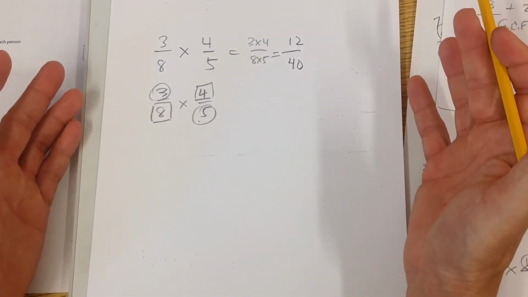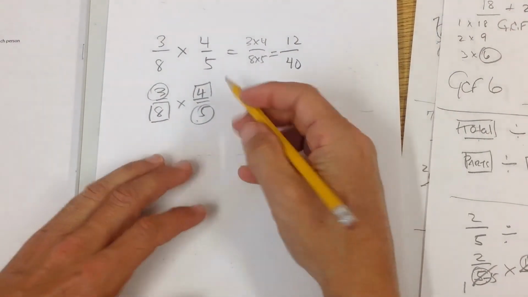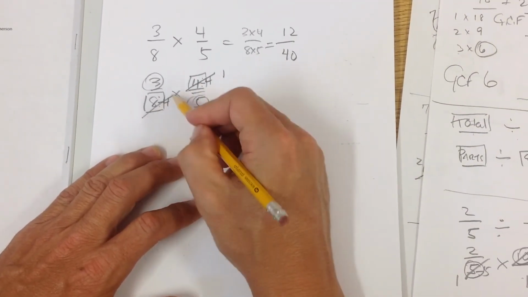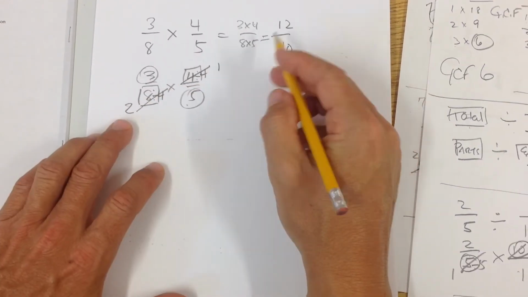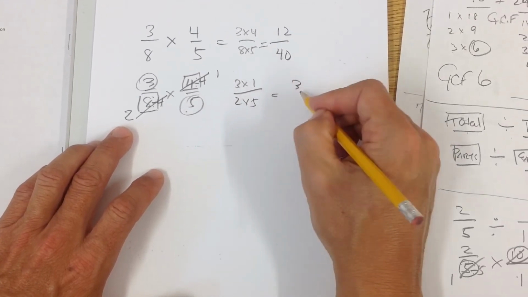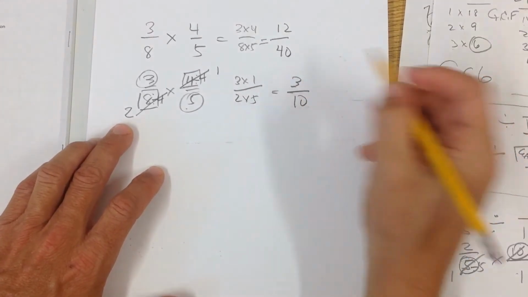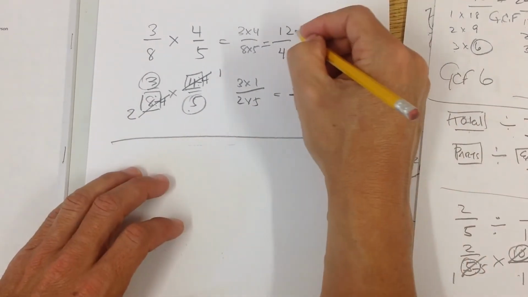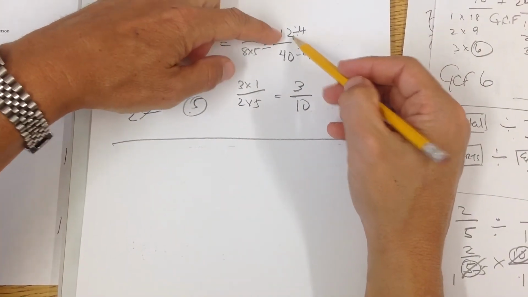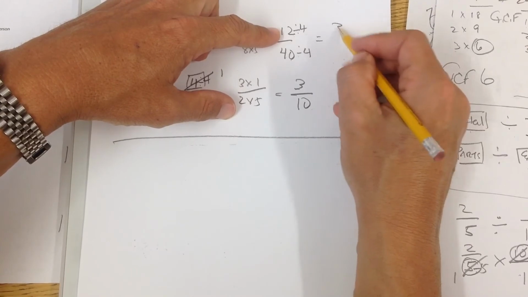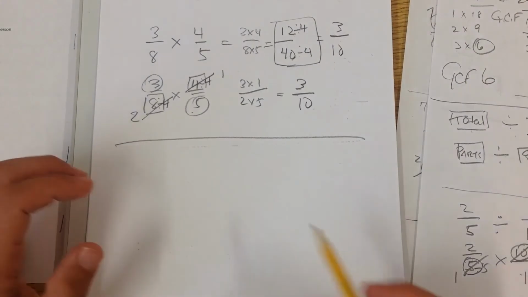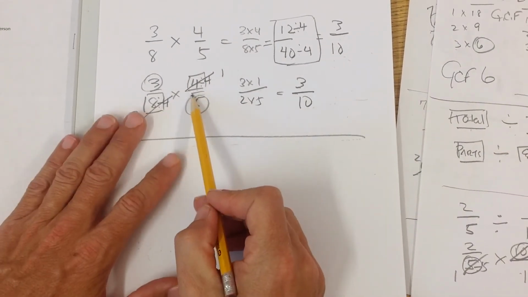But if I look at the 4 and the 8, what number goes evenly into 4 and 8? Yes, 2 does, but 4 also does. So let's divide by 4. And 4 divided by 4 is 1, and 8 divided by 4 is 2. So now I've simplified to 3 times 1 and 2 times 5, and I get 3 over 10. And it's that simple, because if I had to here, I could divide the greatest common factor between 12 and 40 is 4. 12 divided by 4 is 3, and 40 divided by 4 is 10. But this is an extra step when I could do it with the smaller numbers here before I multiply.